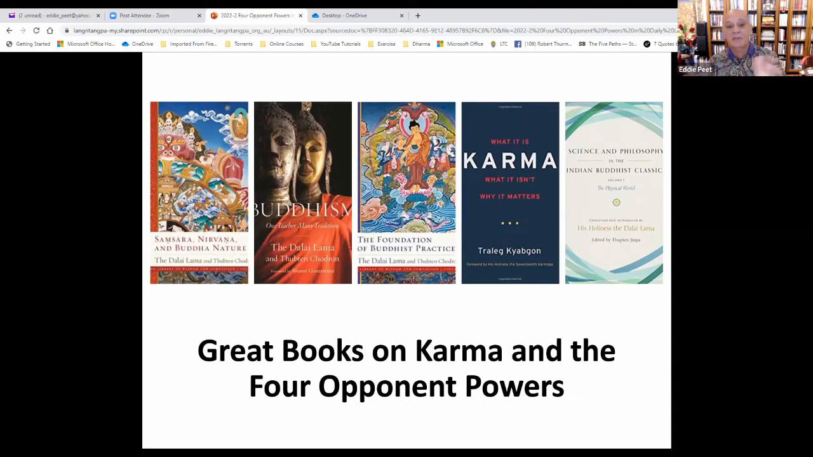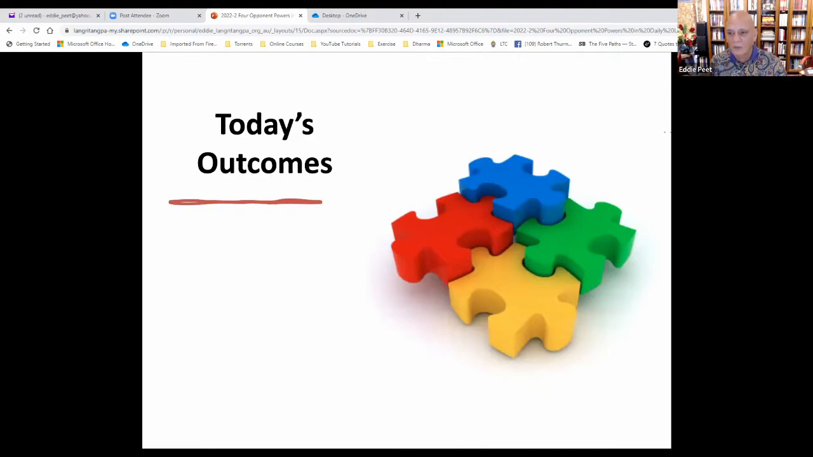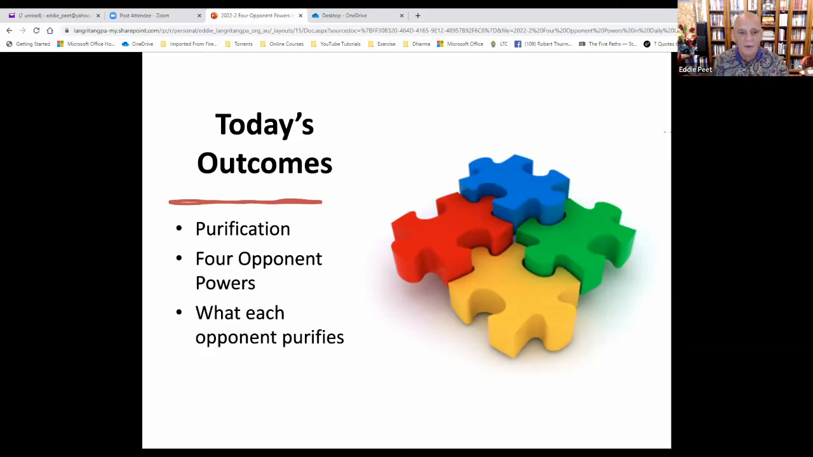Okay, so this is the material that I've been using to supplement the course, and it hasn't changed at all from last week. So we'll just move on, and next week, of course, the books will change, so I'll say a bit more about them then. But today, we're going to have a look at what purification actually is, the four opponent powers that are used in the process of purification, and what each of these opponent powers actually purifies.